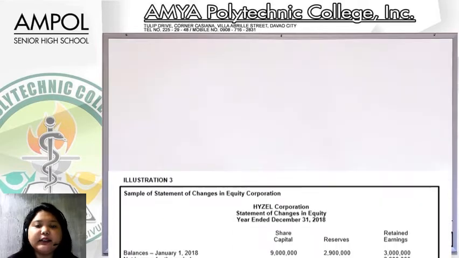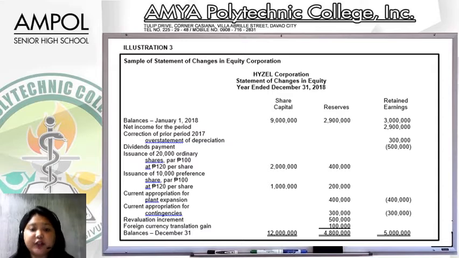All right, and then you also have the third illustration. This is a sample of a statement of changes in equity for a corporation. The example is Heisel Corporation's statement of changes in equity, year ended December 31, 2018. As you can see on the screen, we have the share capital, the reserves, and the retained earnings. That is an example of a sample statement of changes in equity.